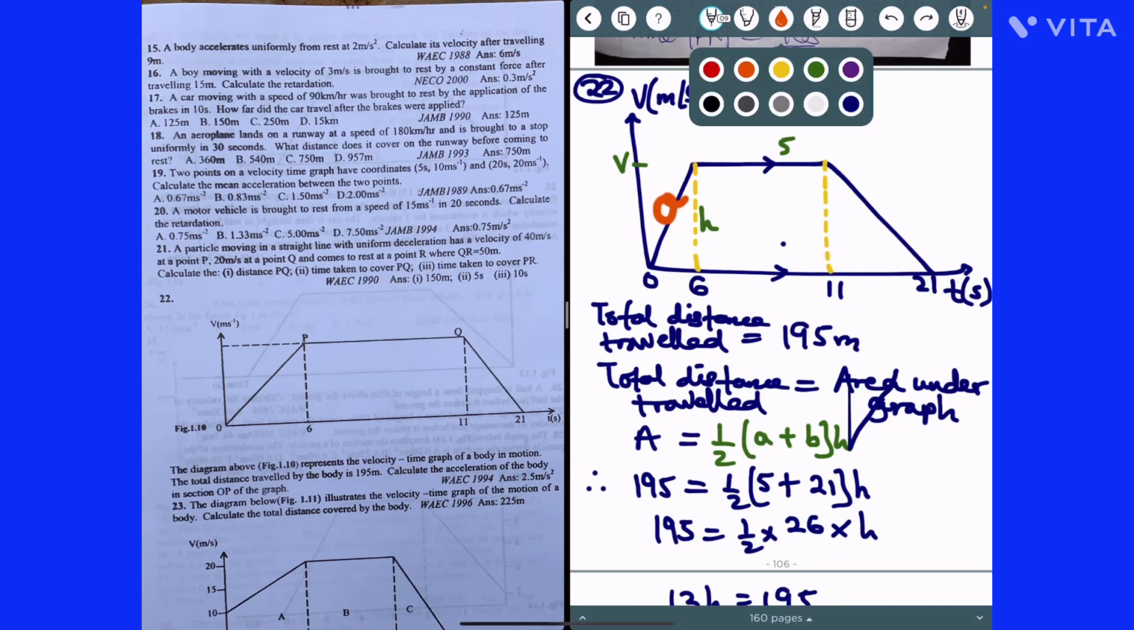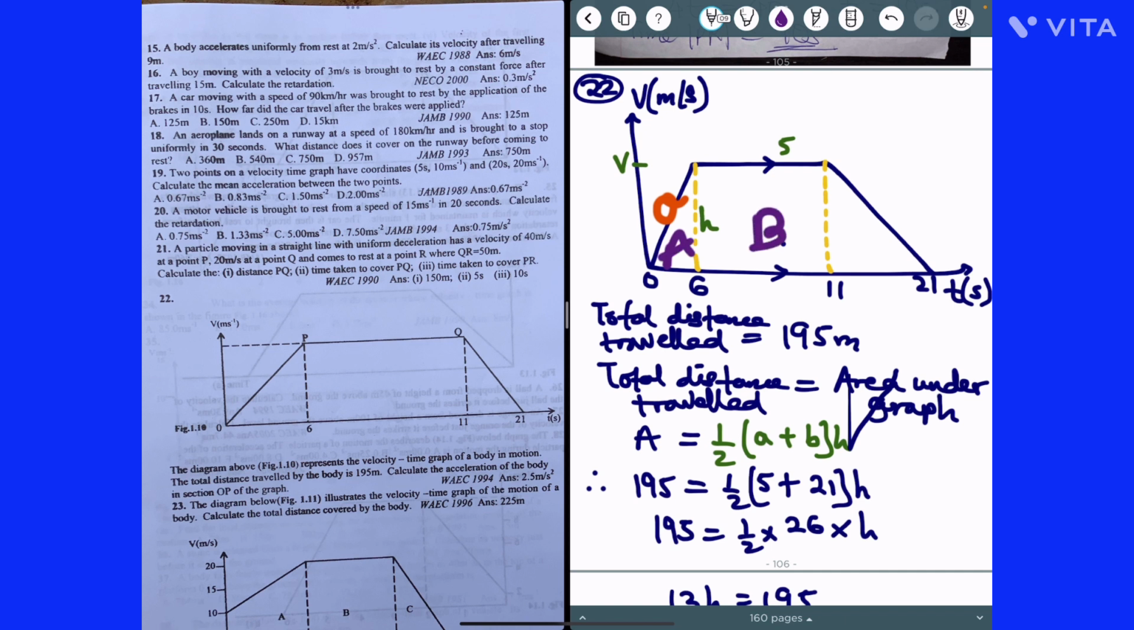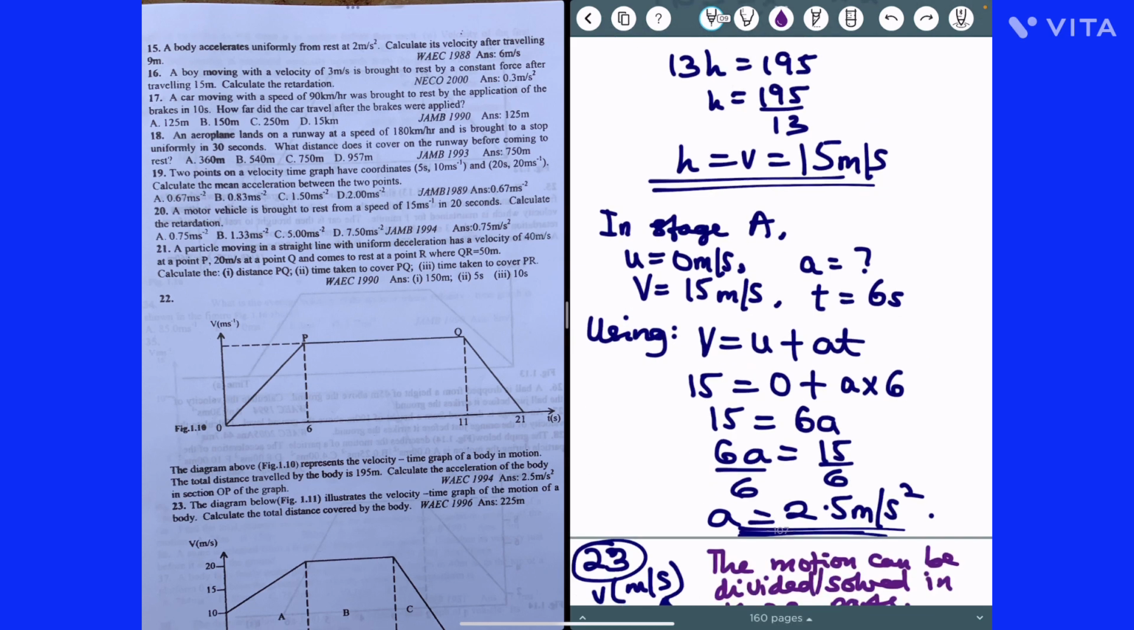In this stage of the motion, let me use purple for that. In the first stage of the motion, the final velocity attained there was what? 15 meters per second. And we know that the body started its motion from rest in stage A. It took 6 seconds to accelerate to 15 meters per second. So we know our V, 15 meters per second. We know our T, which is the time, 6 seconds. And we know the initial velocity.